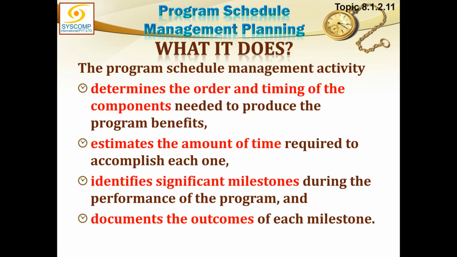Then we come over to the schedule. The program schedule management activity determines the order and timing of the components needed to produce the program benefits, when which components are to be done, and approximately how much time it will take. Estimate the amount of time required to accomplish each one. Identify significant milestones during the performance of the program. So once we have components identified, their sequence established, order established, timing, then we can easily have defined the milestones for the program. Document the outcomes of each milestone.